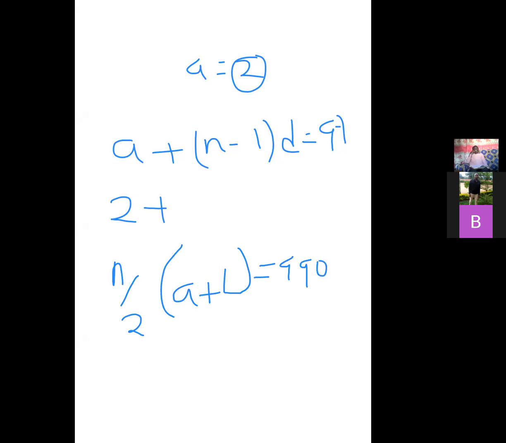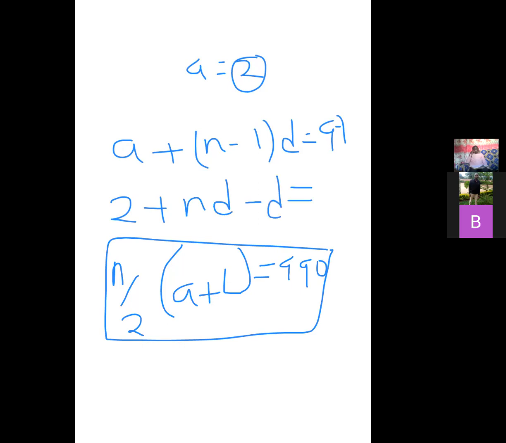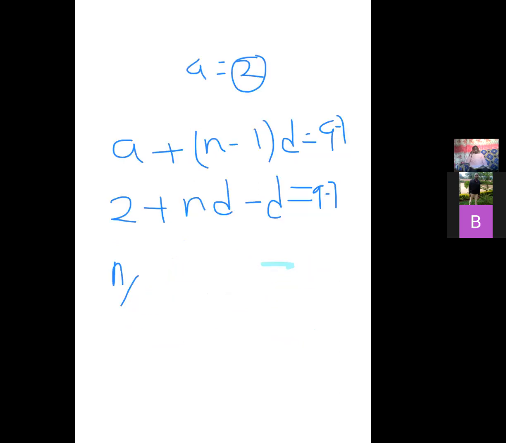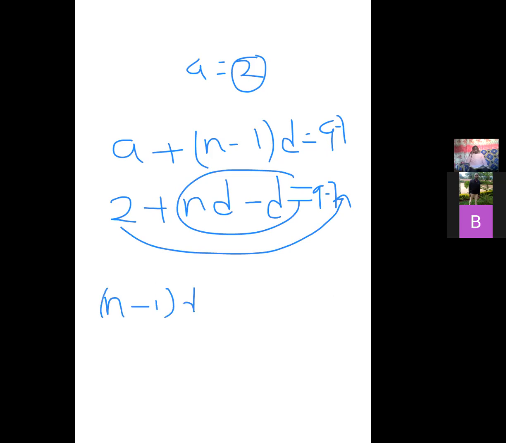In this one, we can continue with the first formula, so keep it somewhere. We open up this one. So it is 2 plus (n minus 1)d. Let us open the brackets: I'm going to have nd minus d equals 97. We take these 2 to that side, and put the bracket back: (n minus 1)d is equal to 97 minus 2, which gives 95. That is now the first equation.